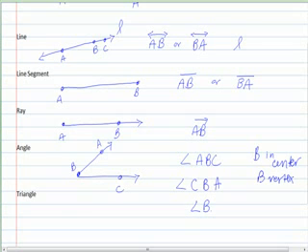And then the last one was the triangle. And what do we call this one? Oh, go figure. Triangle ABC. And it goes by this name. You could also mix those letters up. You could call it triangle BCA or triangle CAB. It means the same triangle. Okay, let's go ahead and move on to page 12.